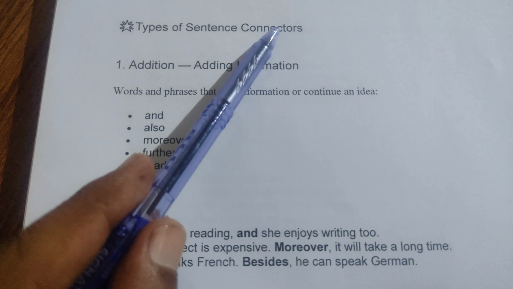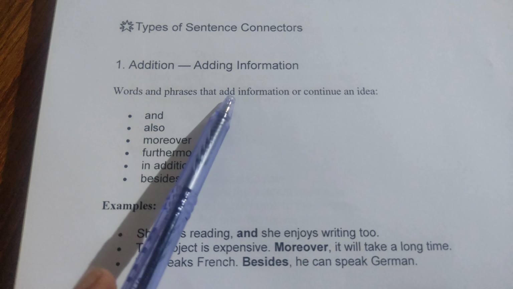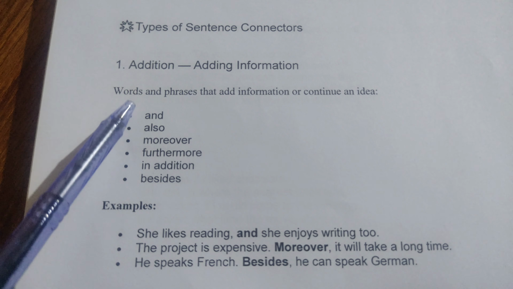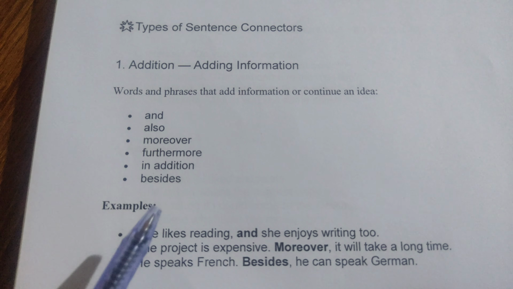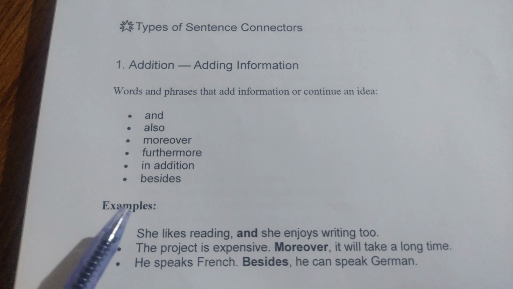Types of sentence connectors. Addition, adding information. Words and phrases that add information or continue an idea. Here are: and, also, moreover, furthermore, in addition, besides. Here we have examples using these sentence linking words.